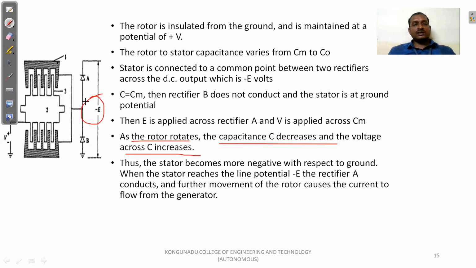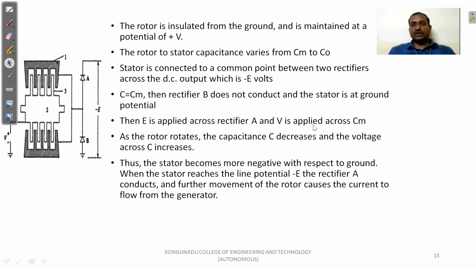When the stator reaches the line potential minus E, once it reaches the maximum voltage minus E, rectifier A conducts and further movement of the rotor causes current to flow in the generator. So current will be induced in the generator. This is the working of the electrostatic generator. It works under the principle of variable capacitance.